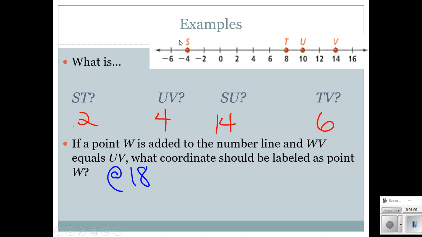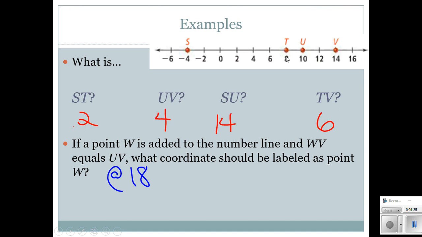So let's look at the number line up here. You have point S, which is -4, point T is 8, point U is 10, point V is 14. And as you can see, they're going by intervals of 2. So what's the distance between S and T? All you have to do is count. 2, 4, 6, 8, 10, 12. So this is supposed to be 12. It got cut off when I wrote it. Please write ST equals 12.